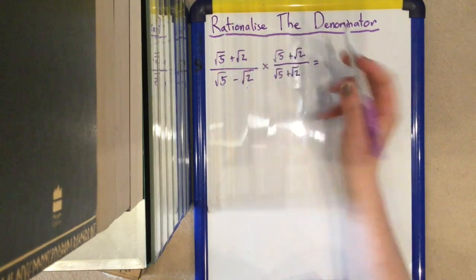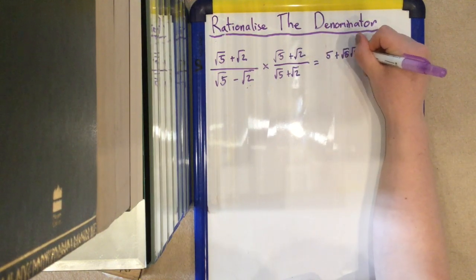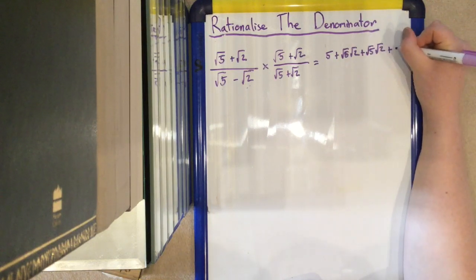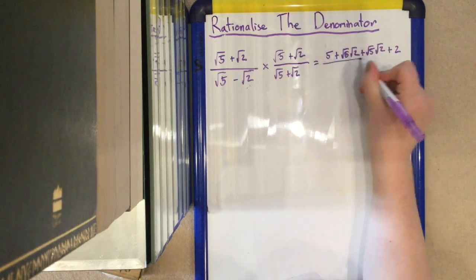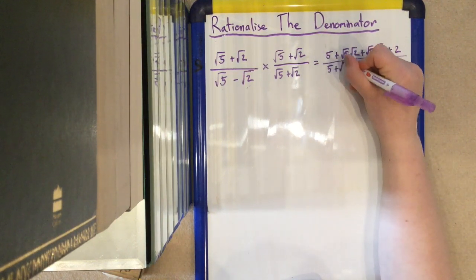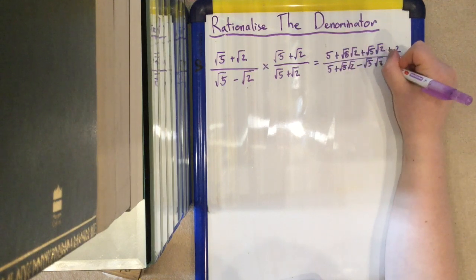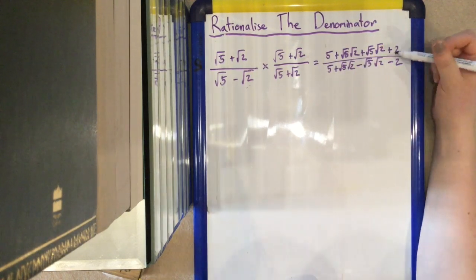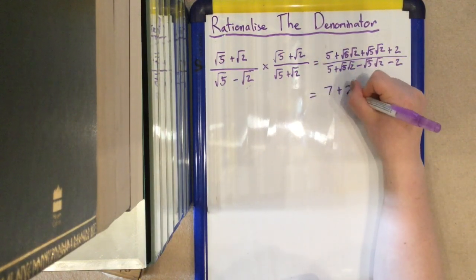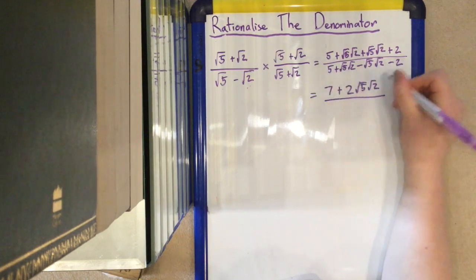Using FOIL on my numerator, I get 5 plus root 5 root 2 plus root 5 root 2 plus 2. And my denominator becomes 5 plus root 5 root 2 minus root 5 root 2 minus 2, which gets me 7 plus 2 lots of root 5 root 2 over 3.